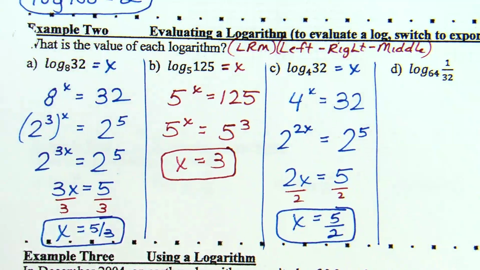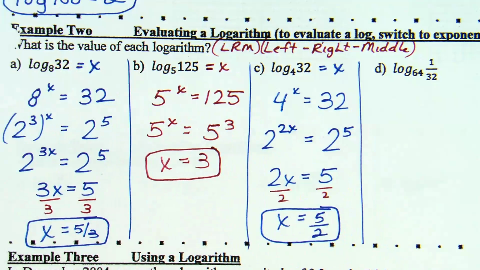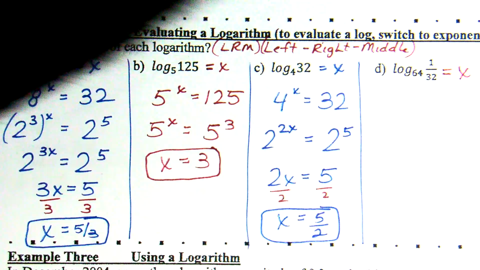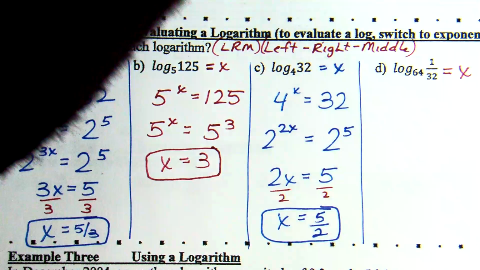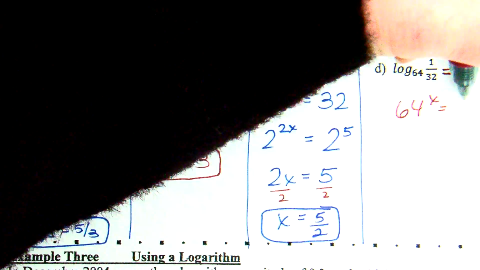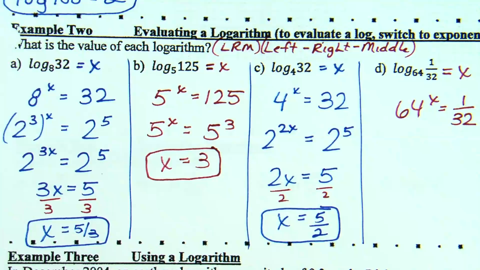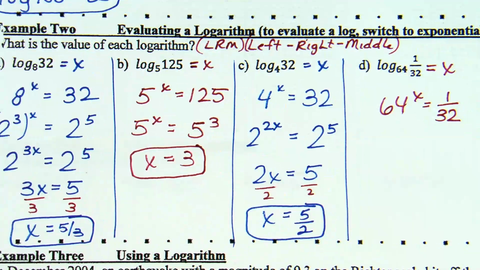Step 1, no different than the others. Log base 64 of 1 over 32, I'm going to set equal to x. What is my exponential equation I can write? Has everyone gotten that far? What are you writing here? Okay, good. 64 to the x equals 1 over 32. Don't stress about the fraction for right now. We'll deal with the fraction in a moment.